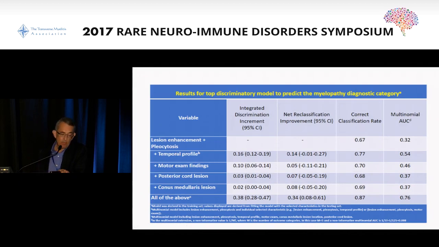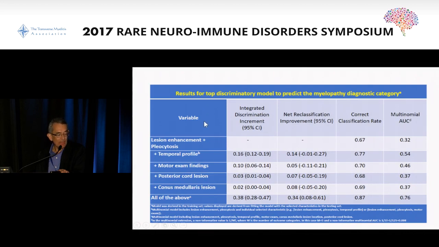However, in our model of prediction, if you introduce the analysis of the temporal profile, you may improve the classification rate a little bit. But again, the area under the curve is not very good. But if you include the patterns of MRI, the spinal fluid profile, the temporal profile, and you keep adding some of these factors, you are going to improve the quality of the diagnosis.